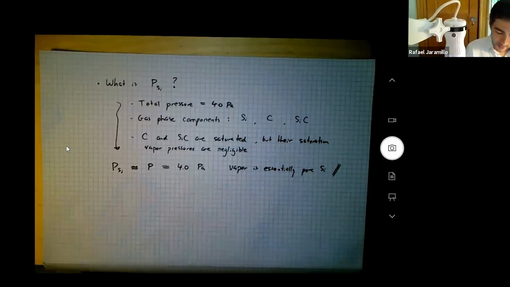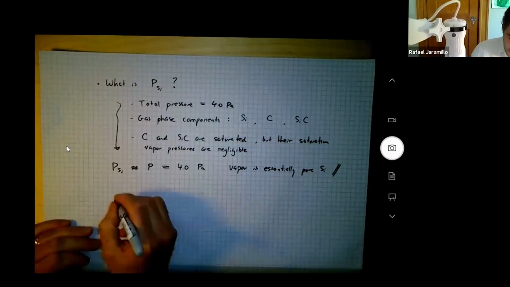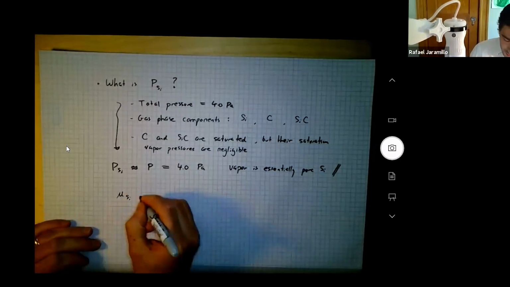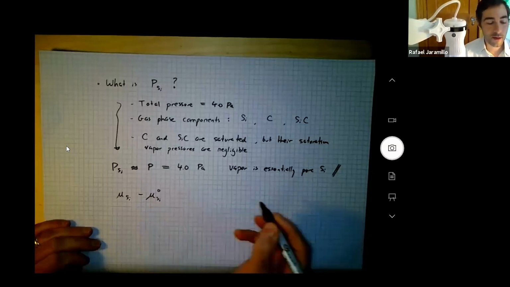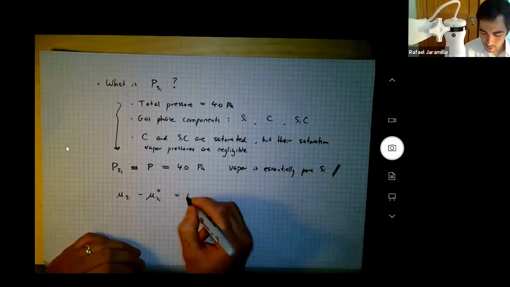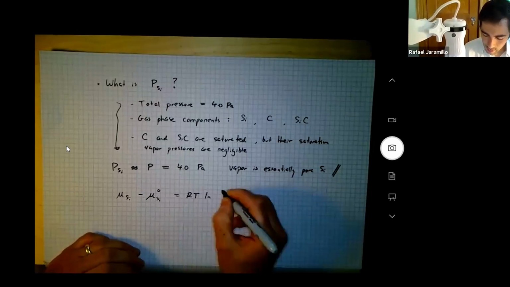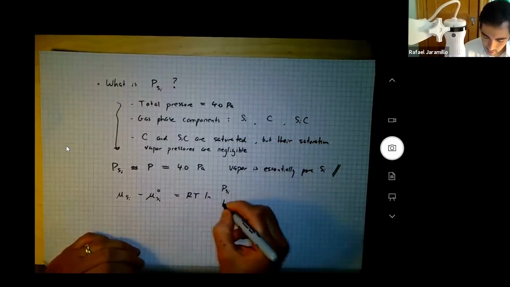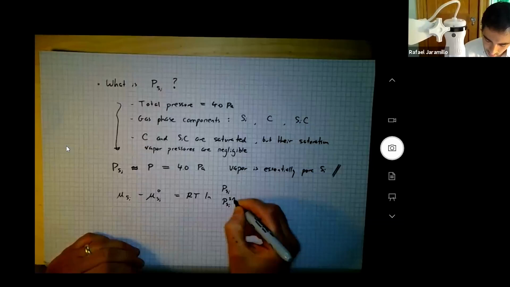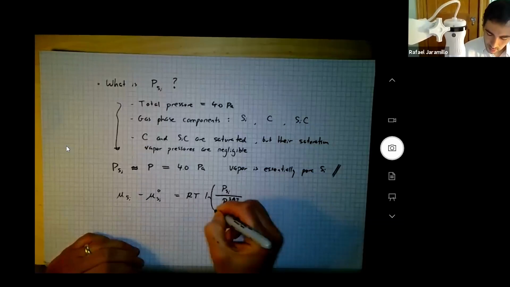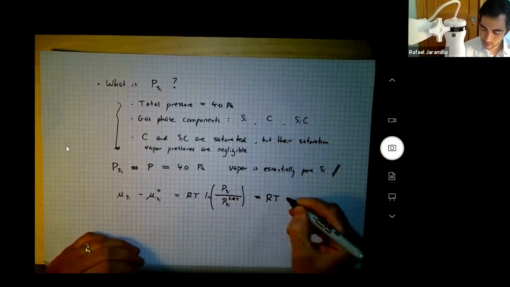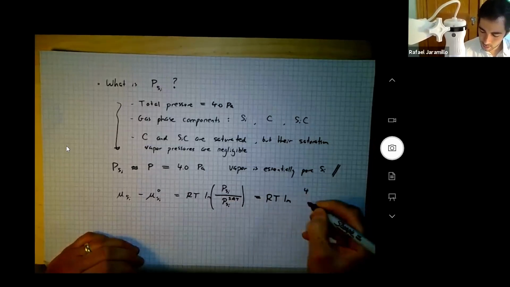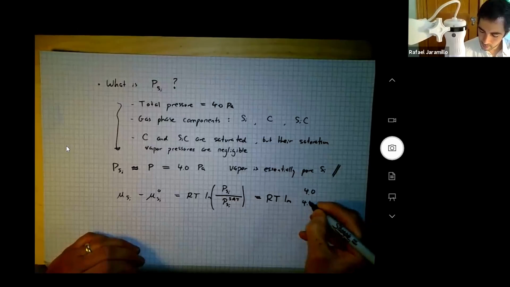Right. So now I plug and chug. The chemical potential of silicon in this system minus the chemical potential of silicon for condensed pure silicon, which is RT log P silicon sat, is just RT log 4.0 over 4.4.